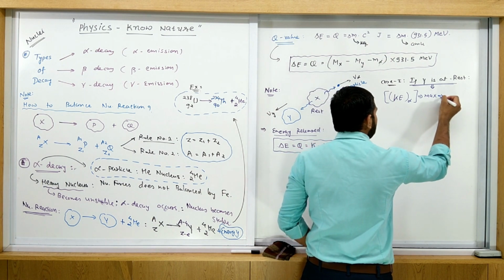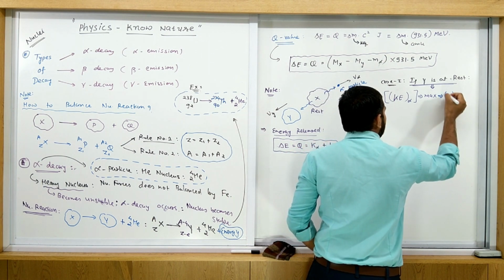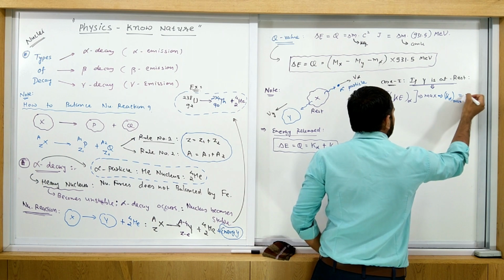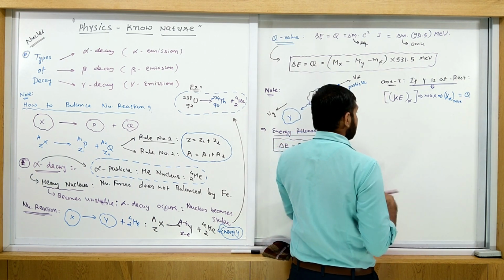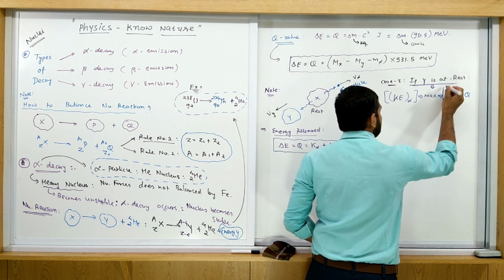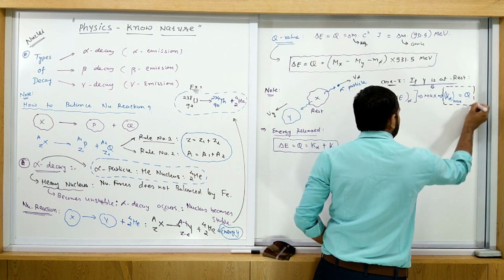If it is maximum, then K alpha maximum is equal to Q. K alpha maximum is equal to Q. That is the first note.